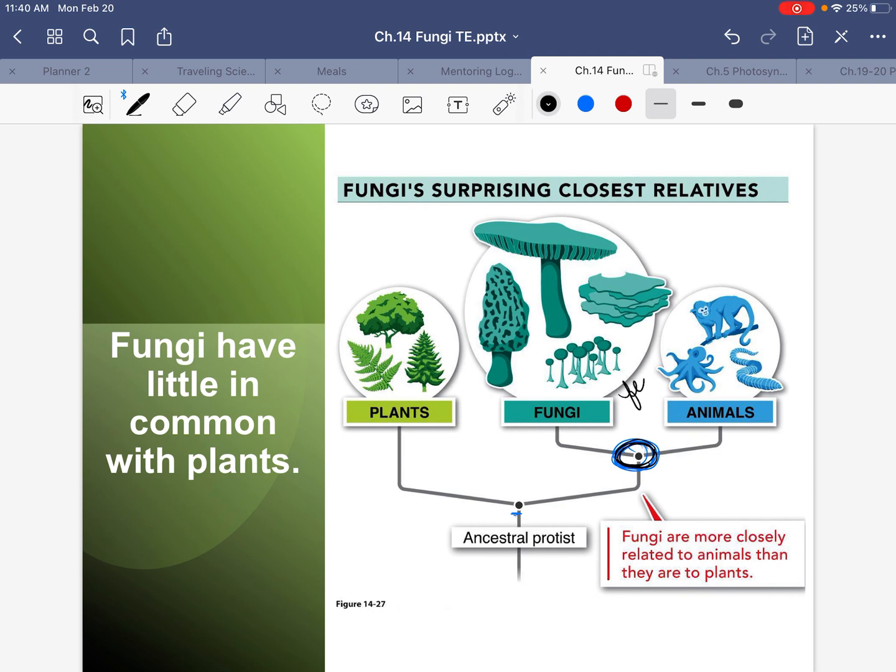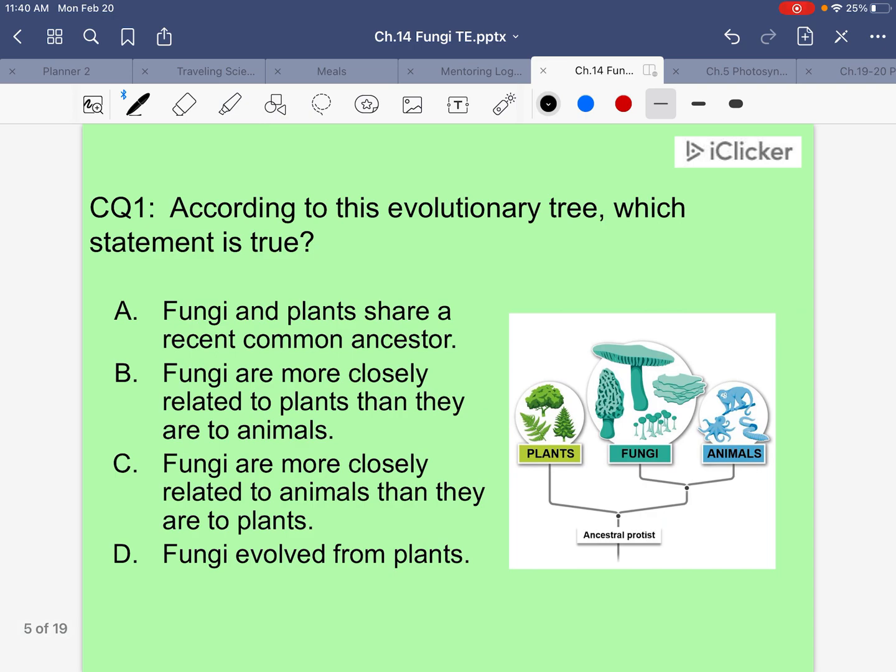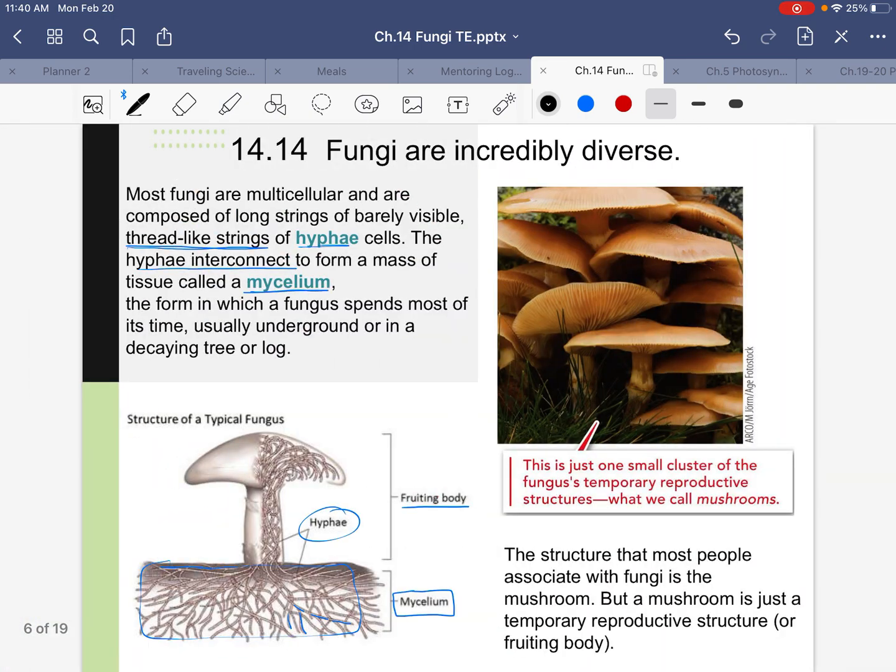They feed in the same way that animals do, but they have cell walls in the same way that plants do. Then if we take a closer look at our fungi, we saw 3 different kinds. So if you see it talking about mushrooms or yeast or mold, those are examples of fungi. Then we went into talking about the structure of the fungus.